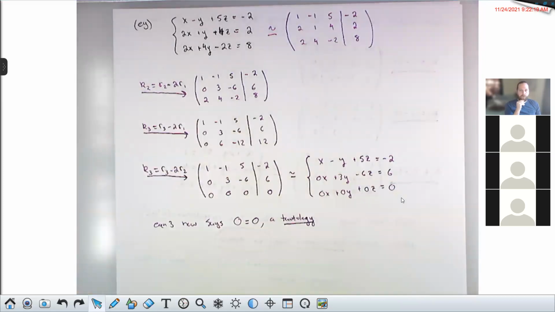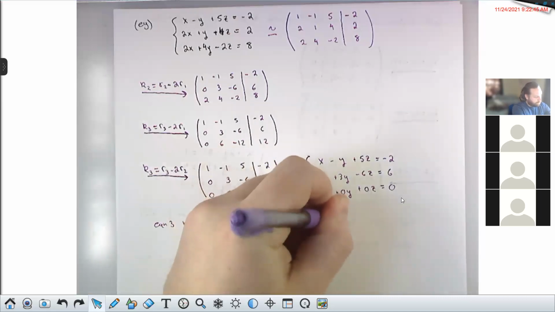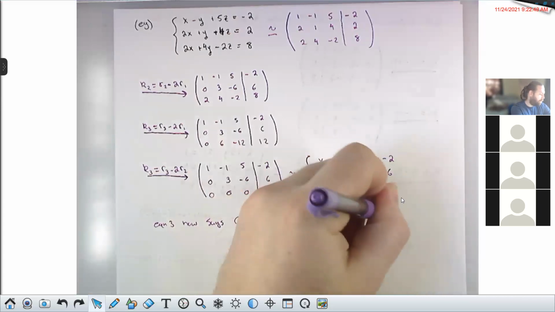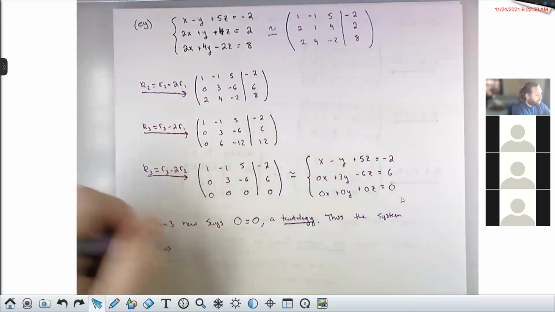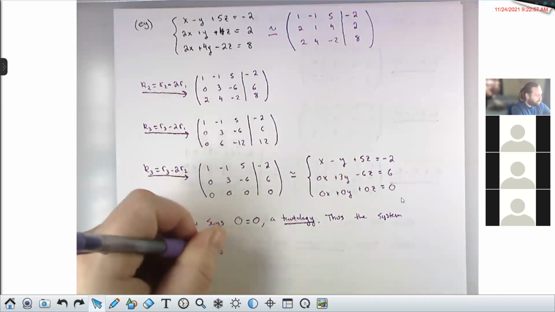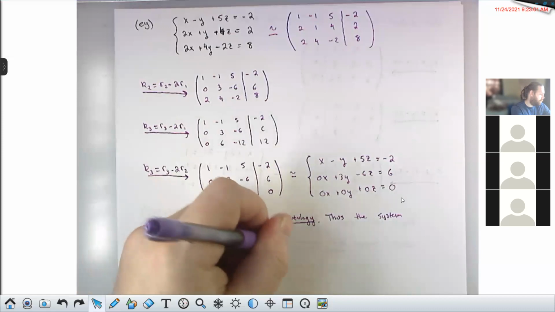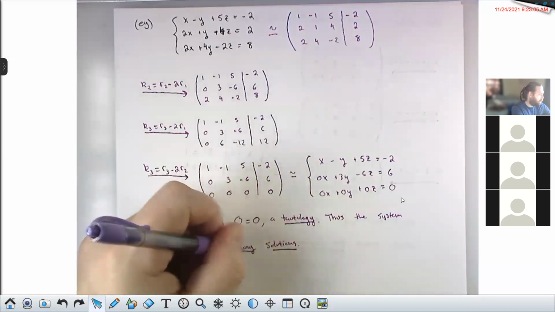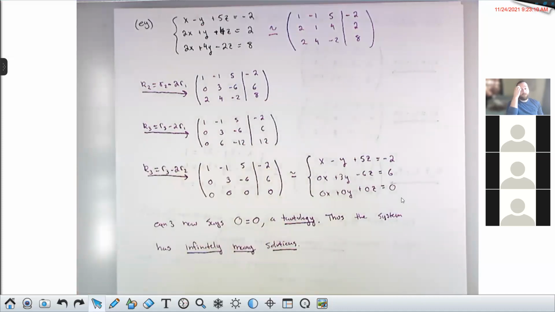And what does that mean? What does that tell us about the system? Well, just like on Monday, this means that the system has infinitely many solutions. And just like on Monday, I need to characterize those infinitely many solutions. I need to describe what they are. It's not true that any ordered triple solves this system.